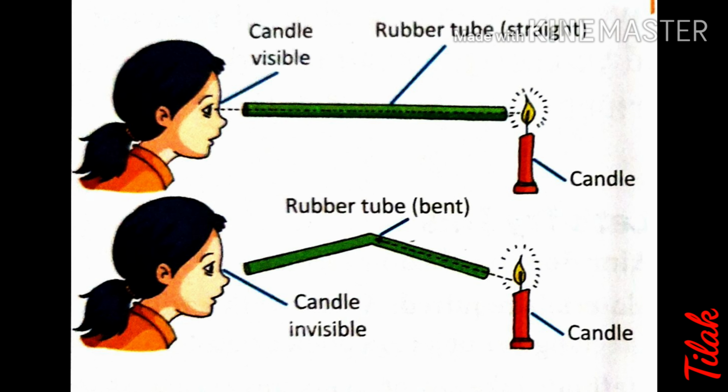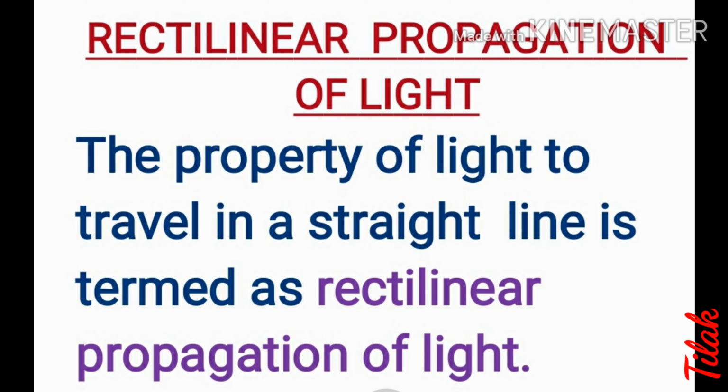Now let's understand another property of light. This girl in the figure is trying to see through a straight pipe and a bent pipe. Can you tell me through which she'll be able to see? Yes, through the straight pipe. So, this was a simple experiment that you can also do at home, which proves that light travels in a straight line. This property of light to travel in a straight line is termed as rectilinear propagation of light.